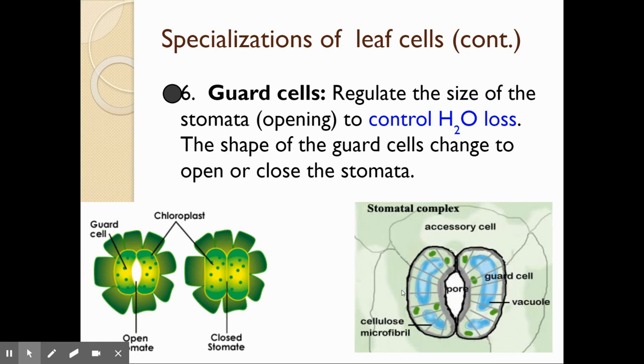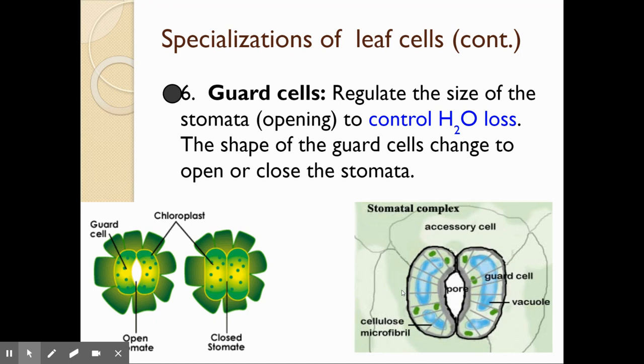So along with the stomatas are something called guard cells. The stomatas are the hole in the bottom of the leaf that allows things to move in and out. The guard cells are kind of the gates. What they do is they help open the stomata and close the stomata, so they regulate the stomata size.